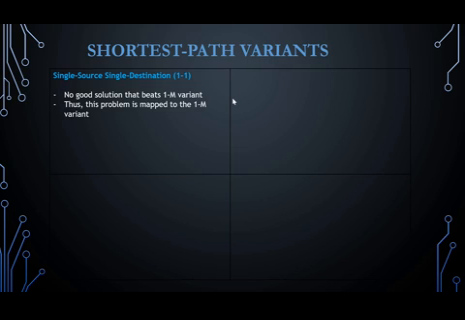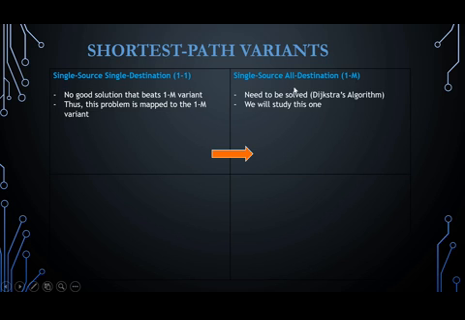One M variant, that is one source, M destinations. So that algorithm is comparatively a better algorithm and it will also solve single source, single destination problem. Therefore, this problem is mapped onto 1M variant. So we don't have to find a separate algorithm and solve this type of problem. If we solve a single source all destination, that is single source multiple destination problem, then the solution for this problem can also be obtained from this only.